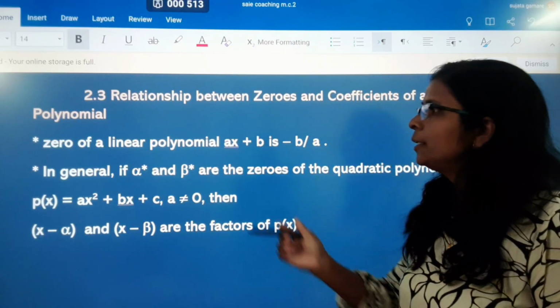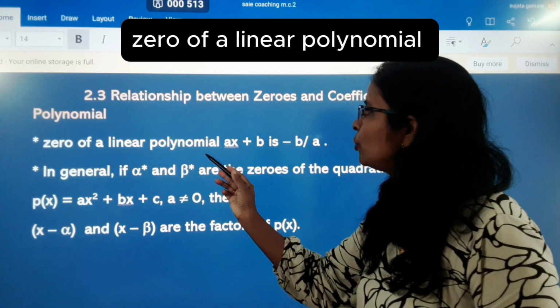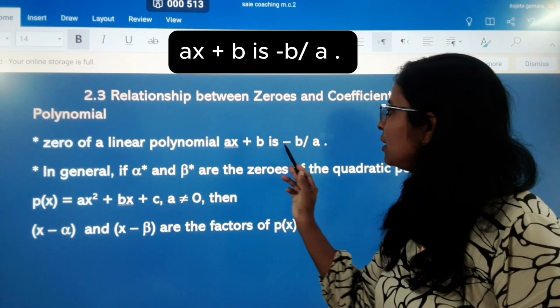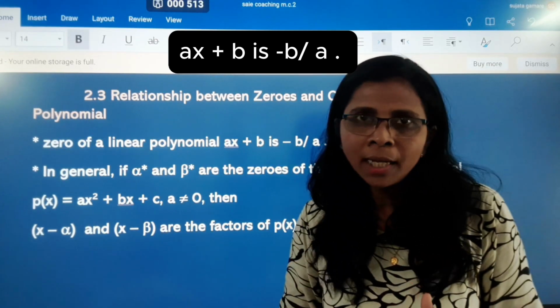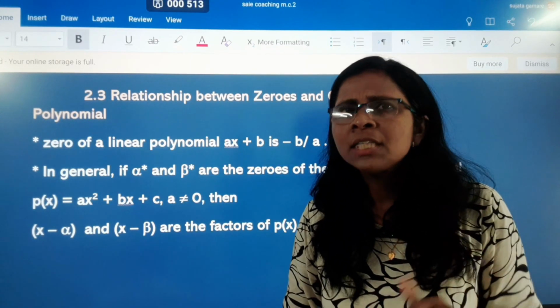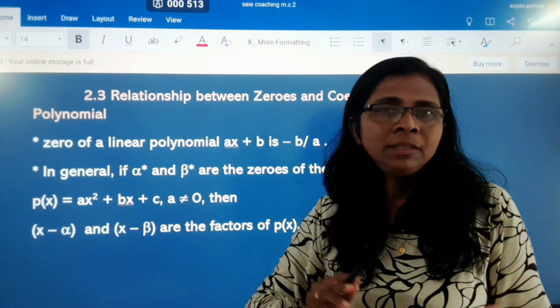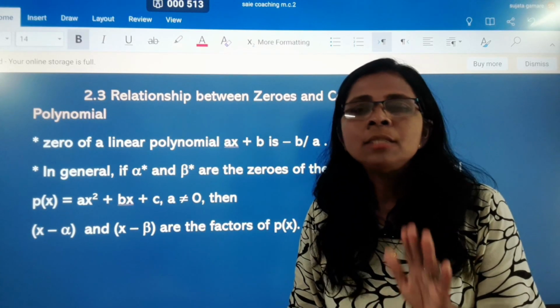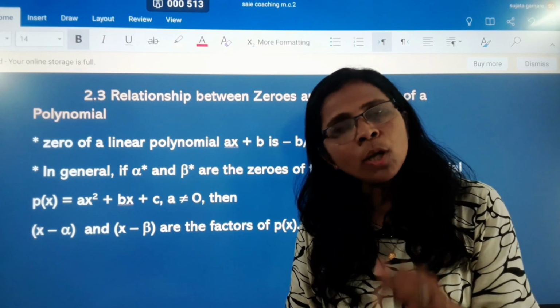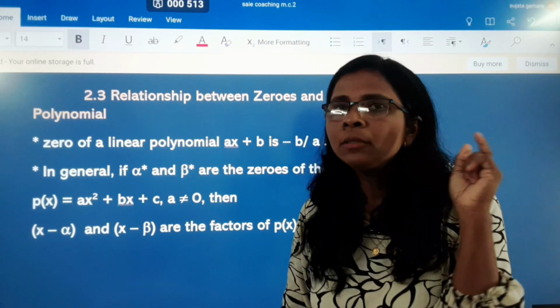So let us see that the zero of a linear polynomial ax plus b is minus b upon a. आपल्याला माहिती आहे if there is a linear polynomial then its zero is minus b upon a, and the linear polynomial has only one zero.